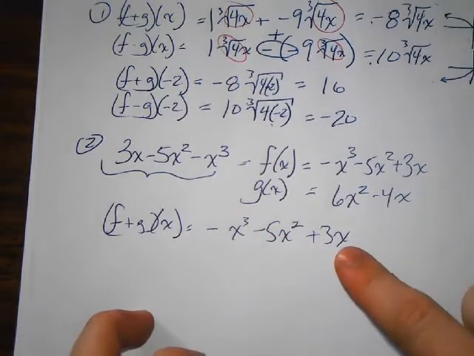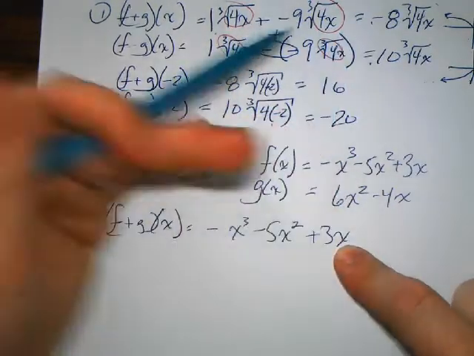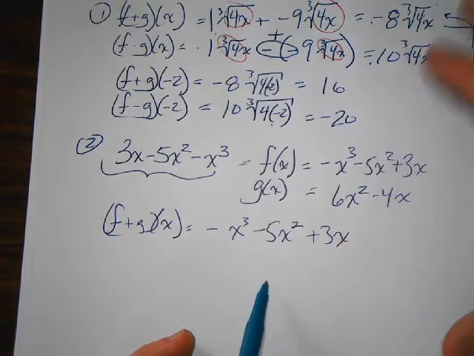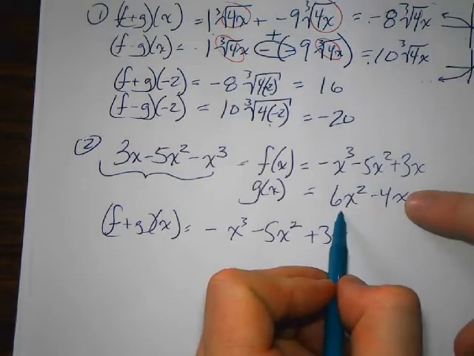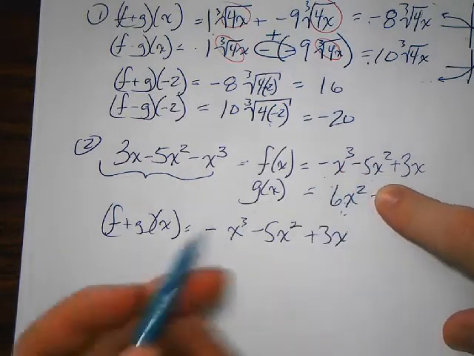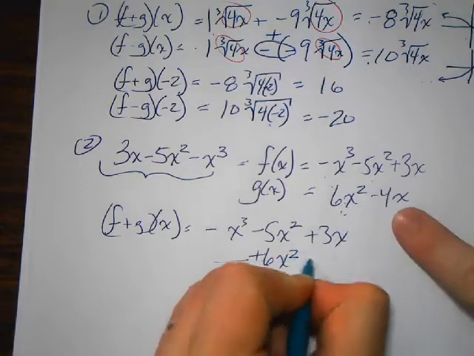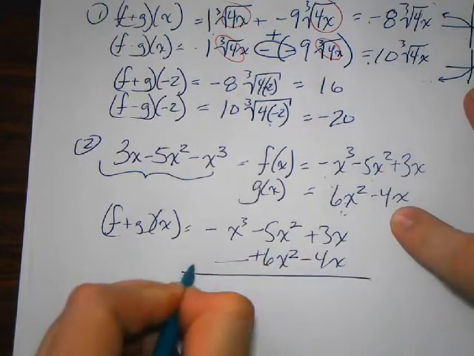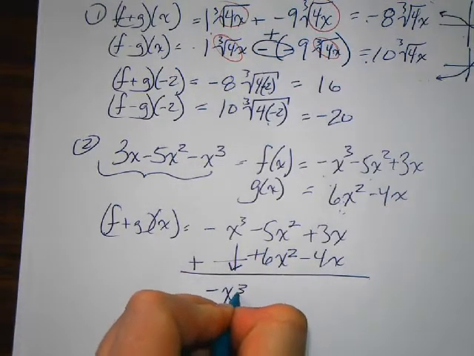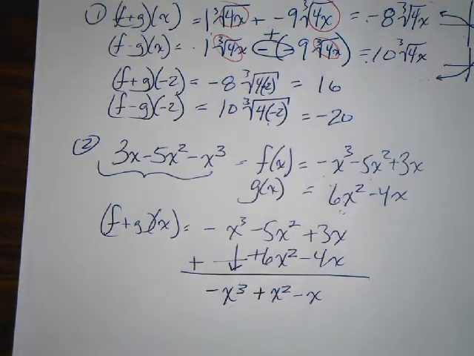In the last problem, I showed us how to combine our like terms side to side. And I'm going to demonstrate a different strategy here where you're going to stack the equation one on top of another. In my g of x function, I don't have this x cubed family, but I do have the x squared family. So I'm going to leave the first space blank and just put in plus 6x squared and then minus 4x. When I go to add all of this up, I can just bring my negative x cubed down. I'm going to have plus 1x squared and then minus x.